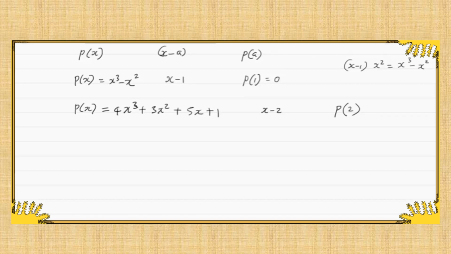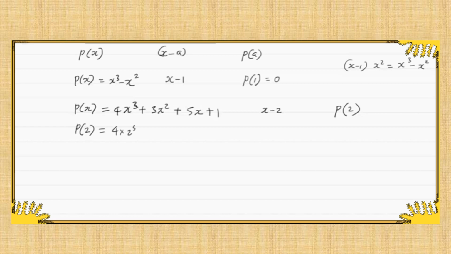Okay, if your question is only to find the remainder, you can simply do P of 2. What will be the P of 2 here? You know how to do this, right? P of 2, if P of x is equal to 4x cube plus 3x square plus 5x plus 1, what will be P of 2?